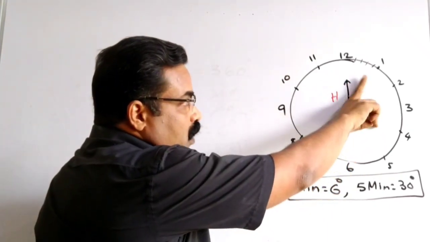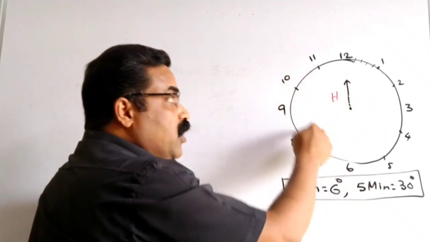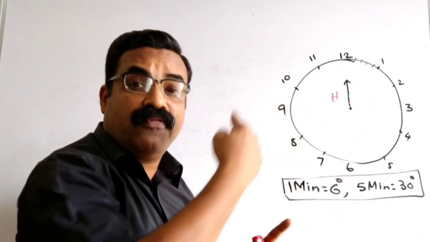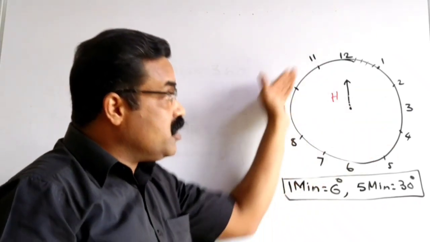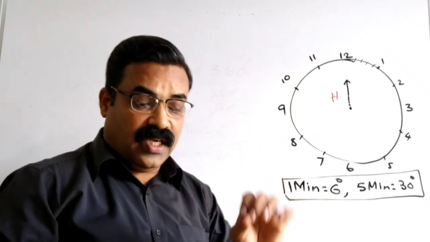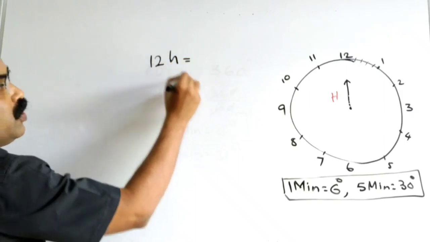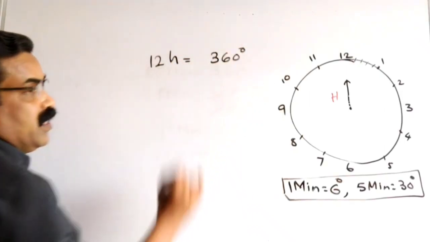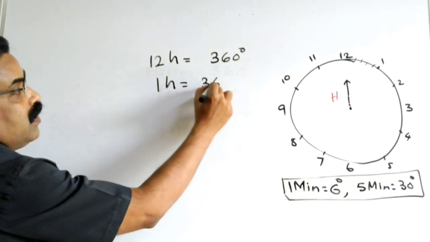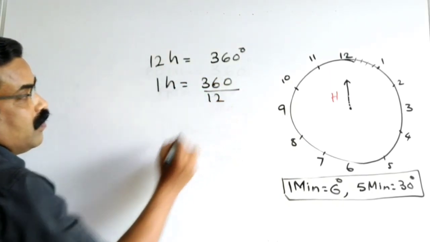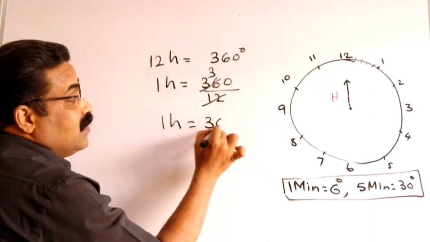So from here 1 hour, 2 hours, 3 hours, 4 hours, like that. When it comes back to this position after completing one full rotation, this will be equal to 12 hours. The 12 hours will be equal to 360 degrees. So I can write, students, here 12 hours is equal to 360 degrees. That means 1 hour is equal to 360 divided by 12. I can cut this 12 3 times. So 1 hour is equal to 30 degrees.